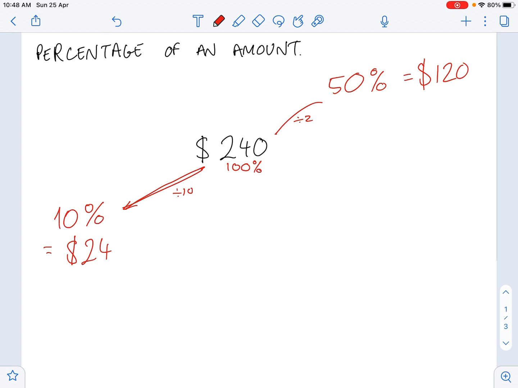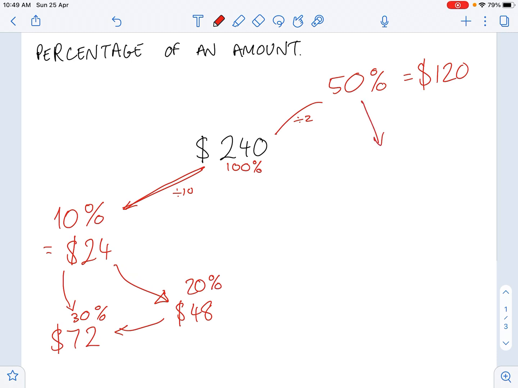Those two building blocks are really useful, and we can do all sorts of things from there. So if I know 10%, I can double that to give me 20%. So if 10% is 24, 20% will be double that, $48. And then maybe I can take the 10% and the 20%, add them together. 24 plus 48 is 72, and 10% plus 20% is 30%. So you can start making connections. All you need to do is start with some of these building blocks of the 50%, the 10%. I'll show you a couple of other useful ones.